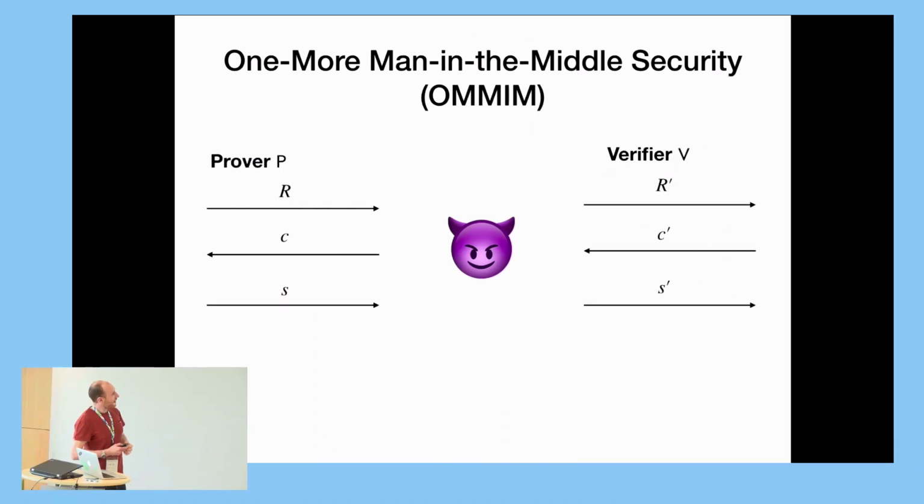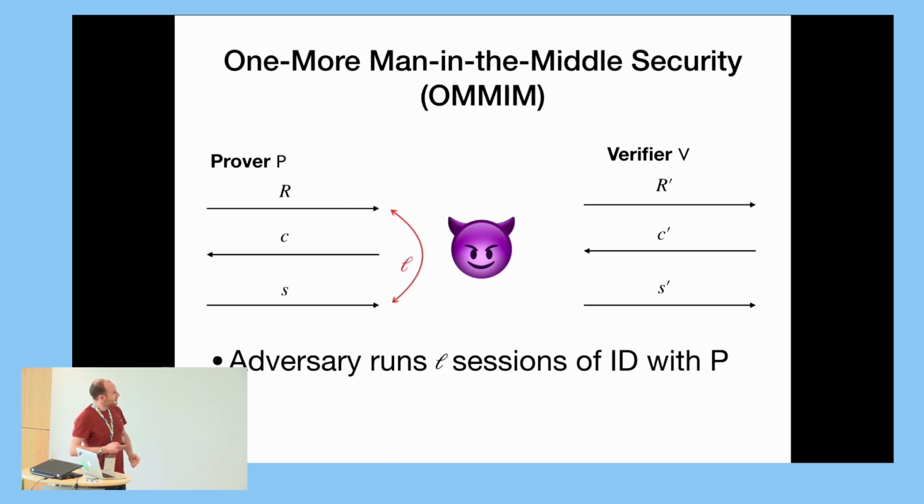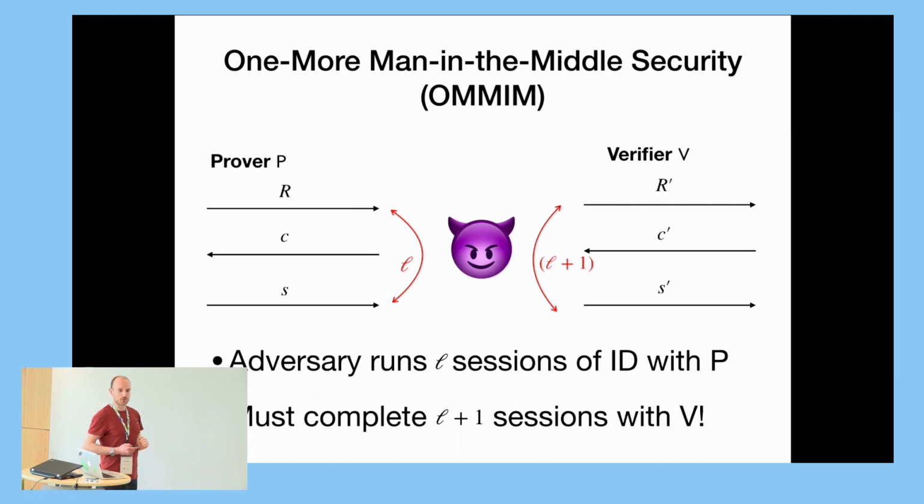Okay, so now I'm going to introduce a new security notion on identification schemes, and later I will explain how this security notion is going to be tied to the one-more unforgeability notion that I showed in the beginning of the talk. So we call this security notion one-more man-in-the-middle security. So what does it mean? So we consider here an adversary that acts as a man in the middle between the prover and the verifier. So it forwards back and forth the communication between these two entities. So now it gets to run L times this identification scheme with the prover here on the left-hand side, and its goal is to close one more of these interactions with the verifier.